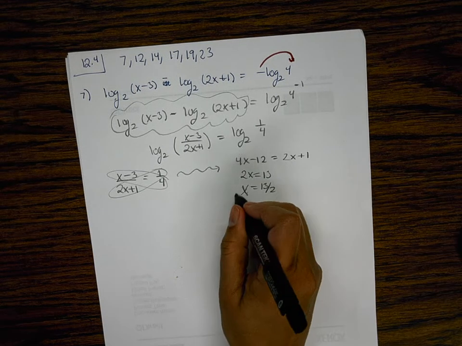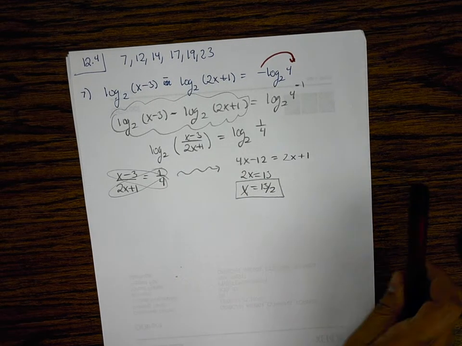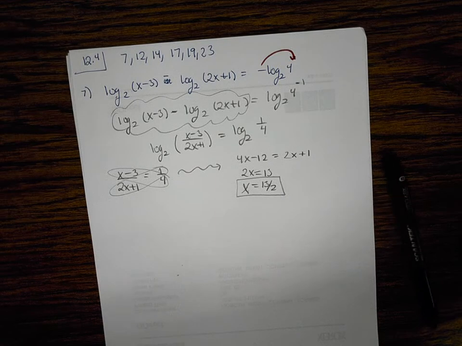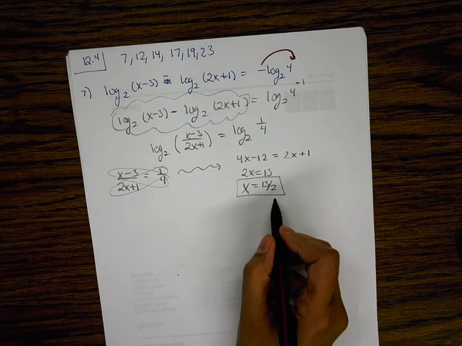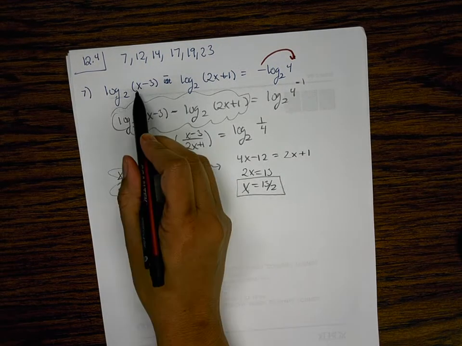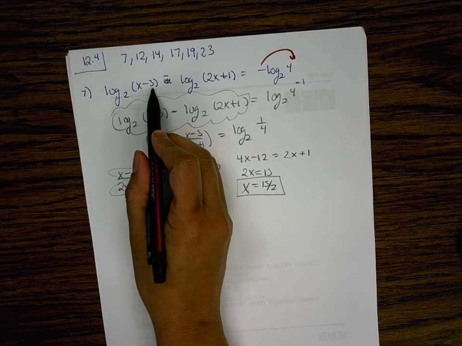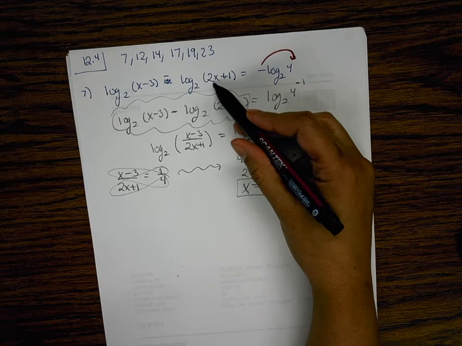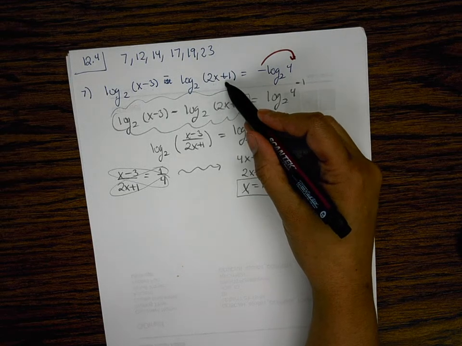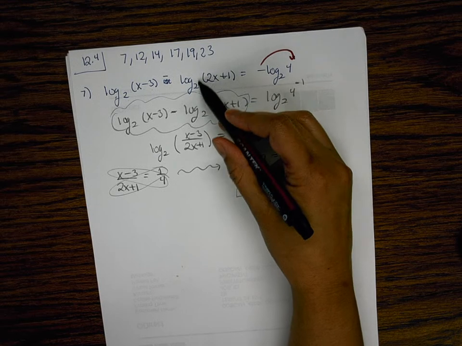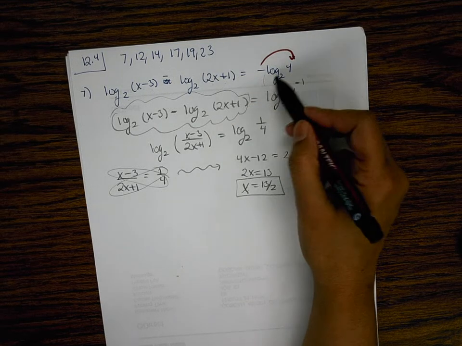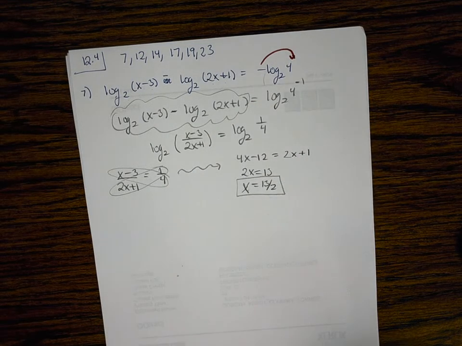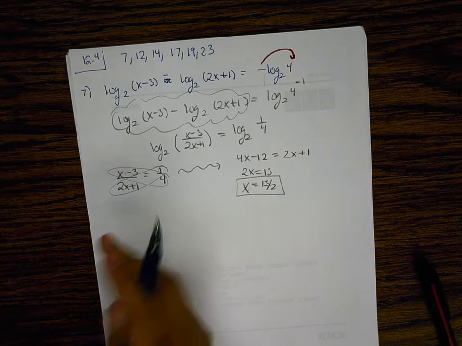Now, just remember that you cannot take the log of a negative number. 13 over 2 is what, 6.5? 6.5 minus 3 is positive, so log base 2 of a positive is going to work. 2 times 6.5 plus 1 is still going to be positive, so log base 2 of a positive number is going to work. There's no x over here to check, so 13 over 2 is an okay answer.